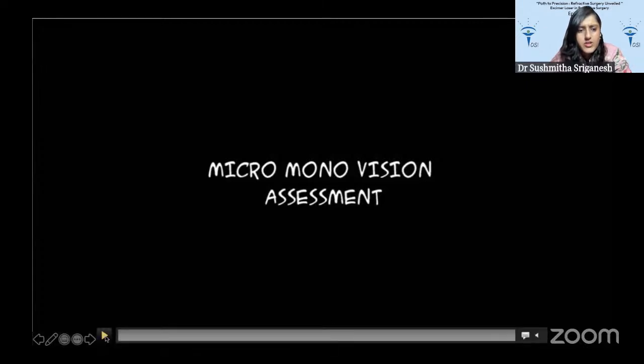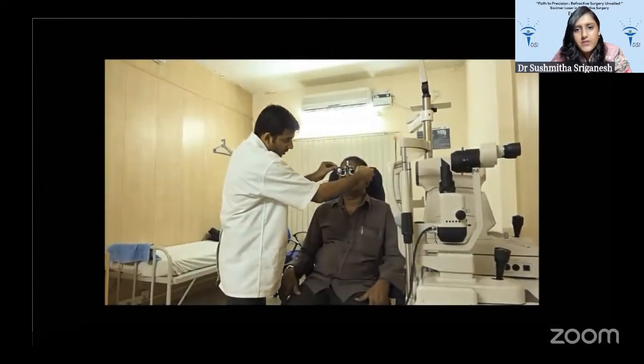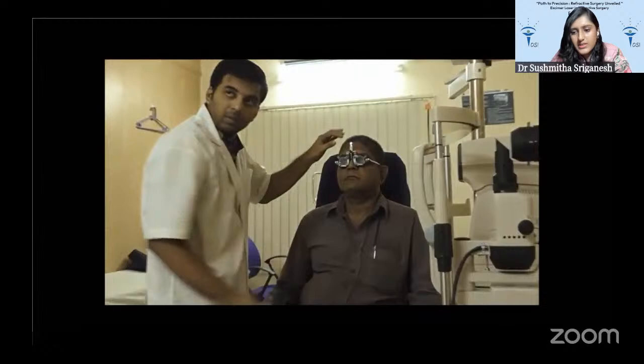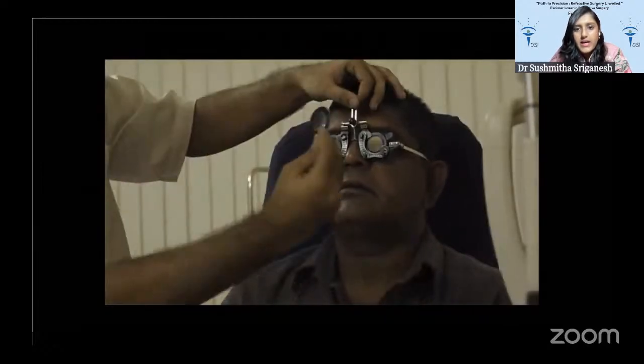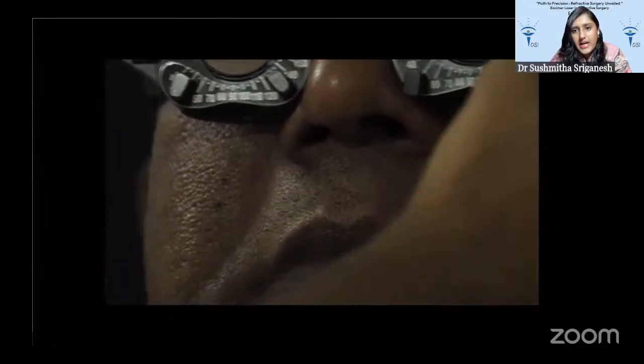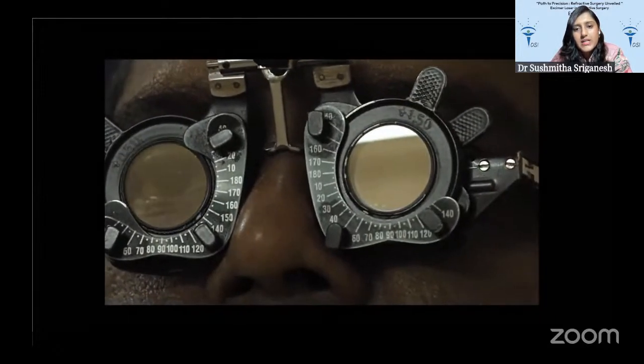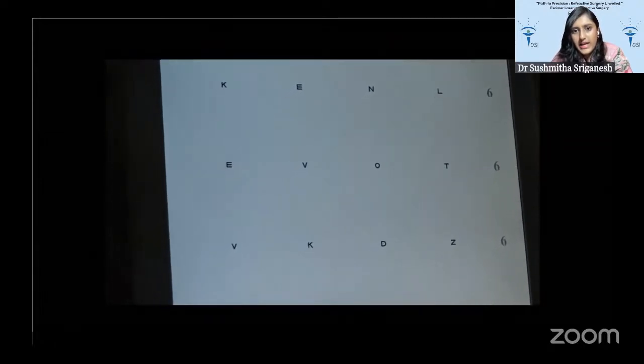This is a very short video that shows how to perform the tolerance test. We give full distance correction for both eyes, as seen in this video, and we ask the patient to read the chart. Also, we give plus 1.5 diopter in the non-dominant eye. Then we ask the patient to read the chart up to the 6/6 line.